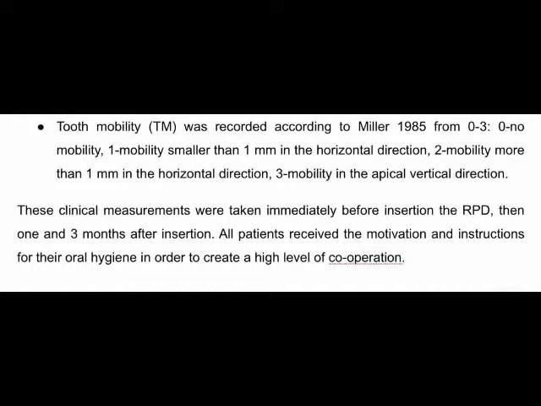Gingival recession was measured in abutment teeth according to its presence or absence. Tooth mobility was recorded according to Miller 1985 from 0 to 3. 0 no mobility, 1 mobility smaller than 1 mm in horizontal direction, 2 mobility more than 1 mm in the horizontal direction, 3 mobility in apical vertical direction. These clinical measurements were taken immediately before insertion of the RPD, then 1 and 3 months after insertion. All patients received motivation and instruction for their oral hygiene in order to create a high level of cooperation.